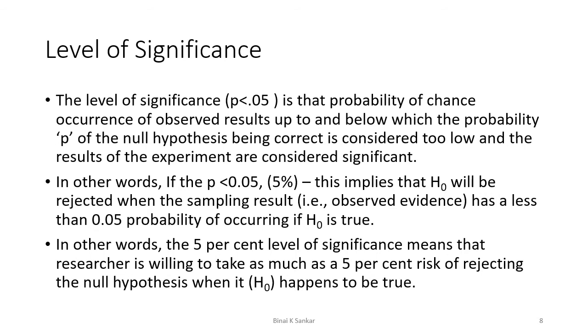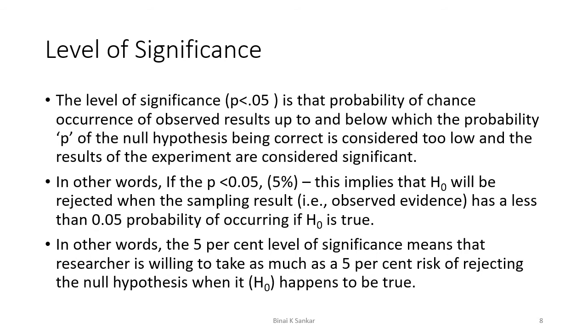Now, in other words, p is generally shown as a ratio, like you have studied in mathematics, the probability is 0 to 1, and a 5% probability is generally expressed as 0.05. If your p-value is less than 0.05, that is less than 5%, it means that the H0 is rejected when the sampling result, that is observed evidence, has a less than 0.05 probability of occurring if H0 is true.